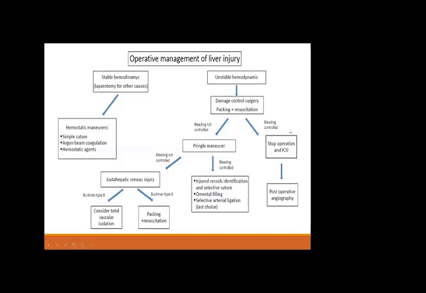If the bleeding is stopped, you stop the operation and shift the patient to ICU, and post-operative angiography will show the bleeding. If you are still doing resuscitation and you are packing and the bleeding is not controlled, you will do the Pringle maneuver. The Pringle maneuver is clamping the portal triad, and by that the bleeding is stopped. Bleeding is controlled. Then you identify the vessels and do a selective suture.